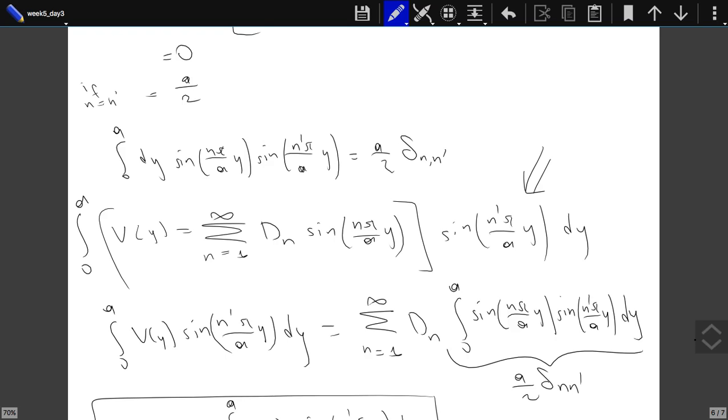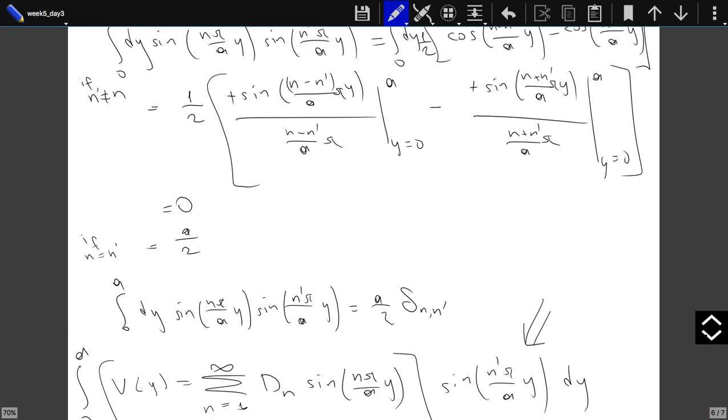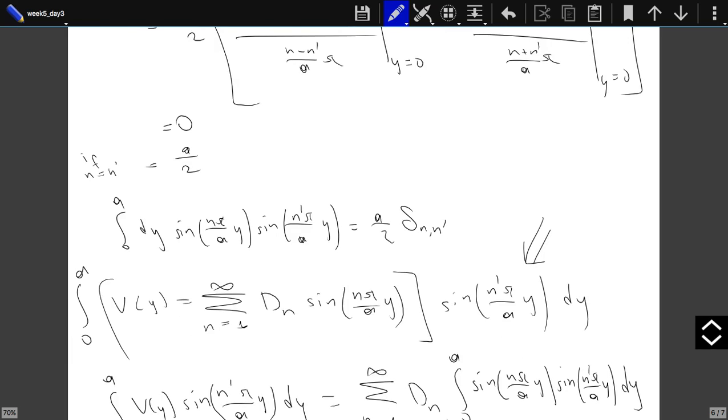Well, what I did was, I have these functions in my expression of the potential, sine n pi over a y. I just said, okay, let me study their properties. I have many such terms: sine pi over a y, sine 2 pi over a y, sine 3 pi over a y, etc. I just said, let me look at the product of two of them and integrate them.